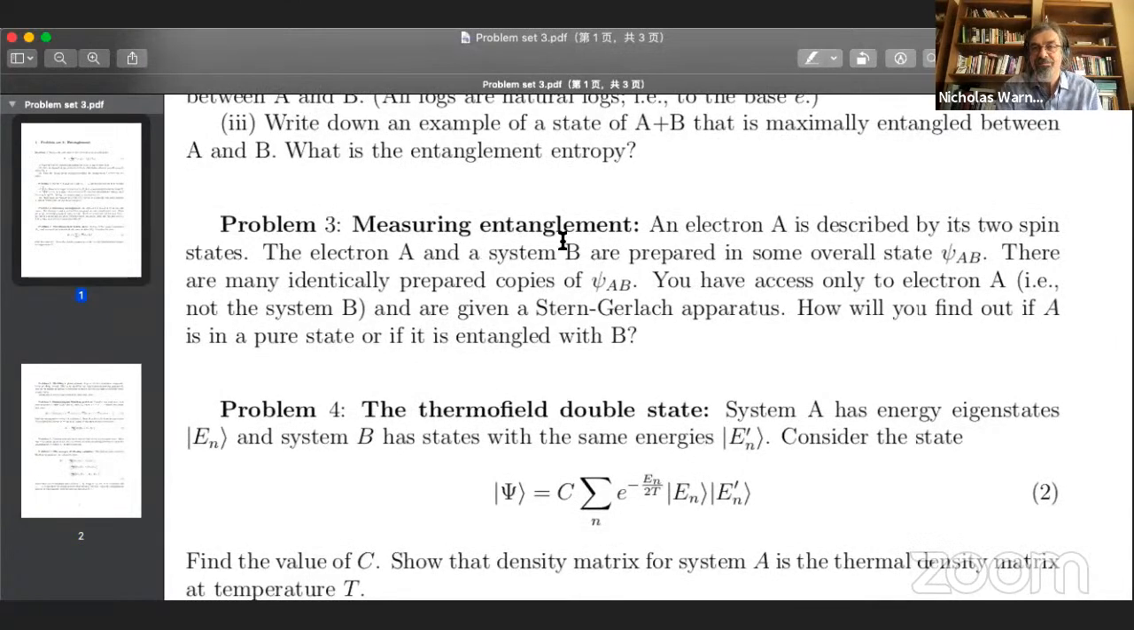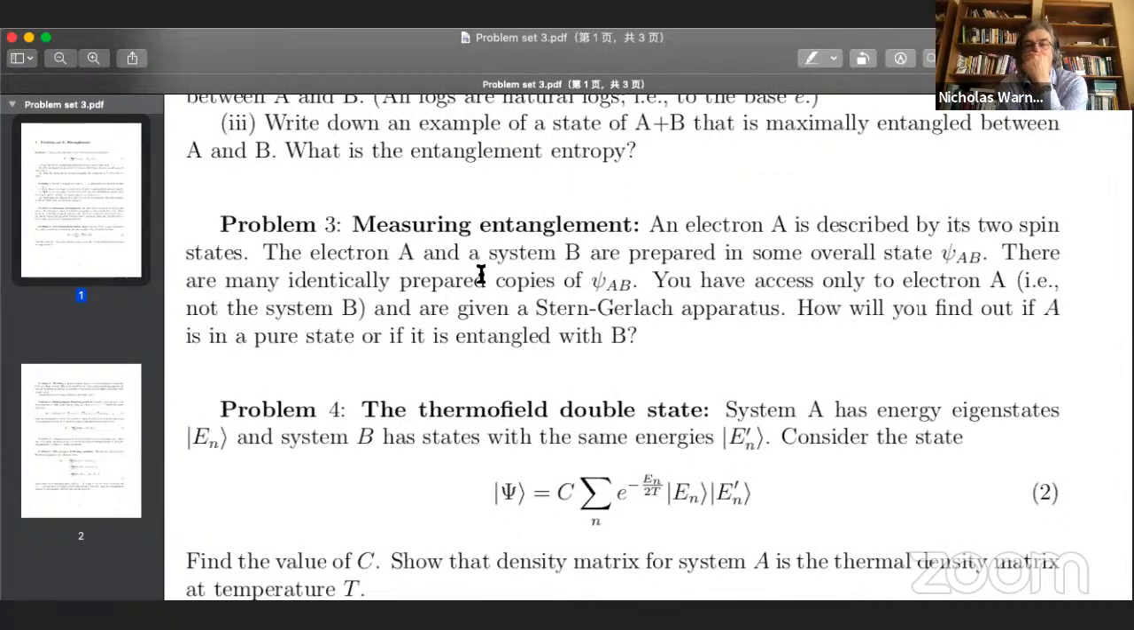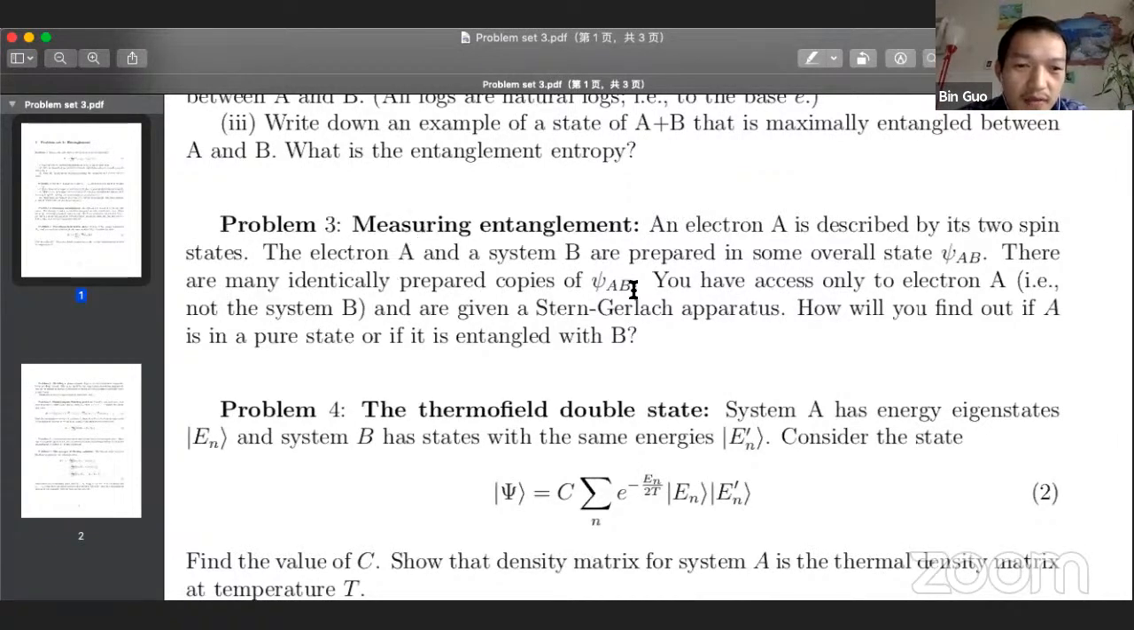Okay. So the third problem is: if we have two spins, A and B, and we can only do measurements on spin A, can we find out if A is in a pure state or in a mixed state? So it's very similar to the black hole problem. A is very similar to the radiation, and B is the interior partner of the pair.